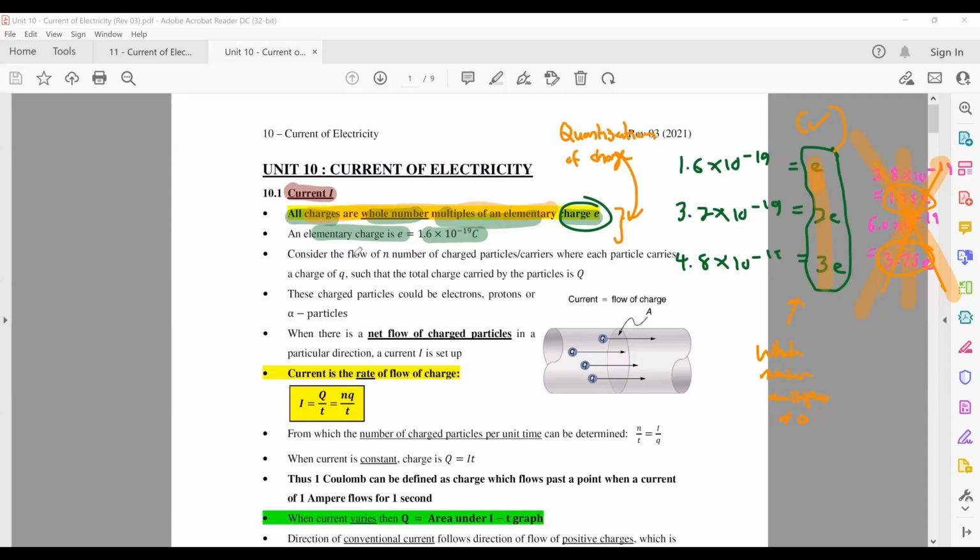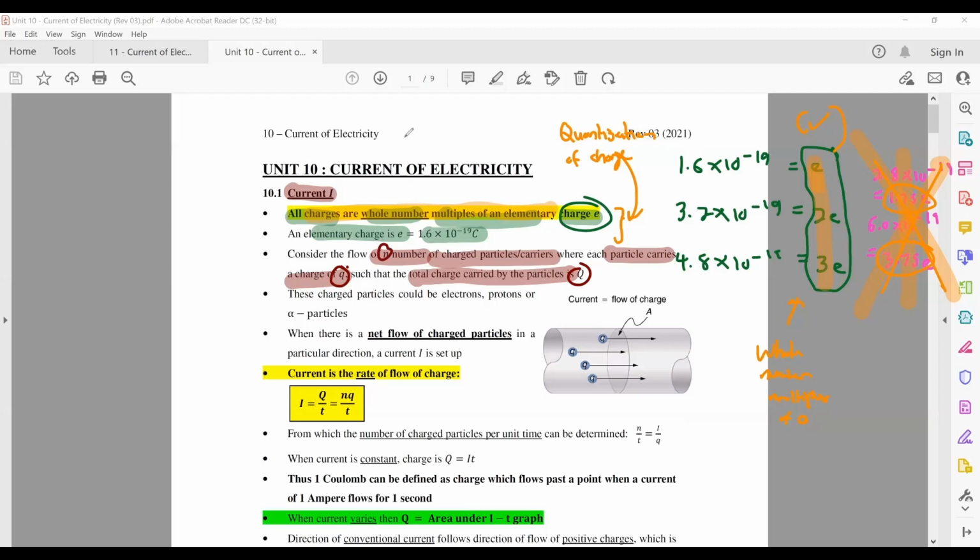Now, if you have a flow of n number of charged particles or charge carriers, where each particle carries a charge of q, the total charge carried by the particles will be Q, capital Q. Okay, there's a small q here and a big Q here. This small q here is the charge carried by one particle. The big Q is the total charge carried by all the particles. All right, and your number of particles is n.